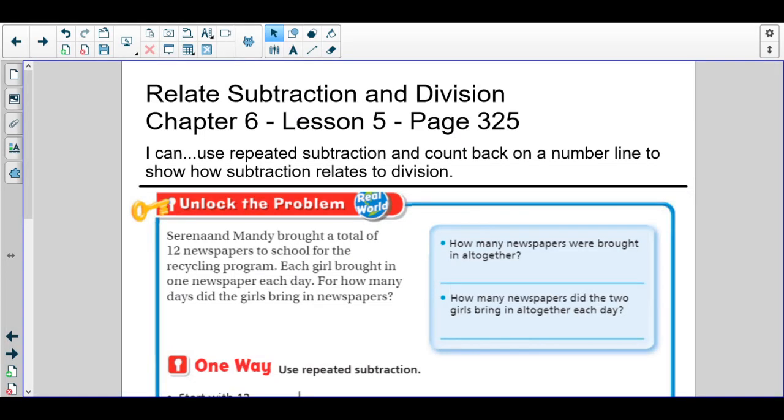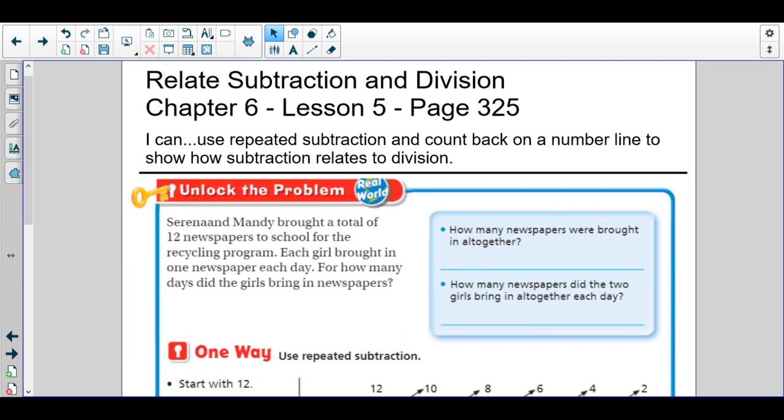Okay, we're going to take a look at something different, something I've typically not done before, but could be a great strategy for some of us out there. So let's take a look on page 325, chapter 6, lesson 5, and we are going to relate subtraction and division. And you can see up there at the top, our goal statement's going to be I can use repeated subtraction and count back on a number line to show how subtraction relates to division. So let's jump right in.